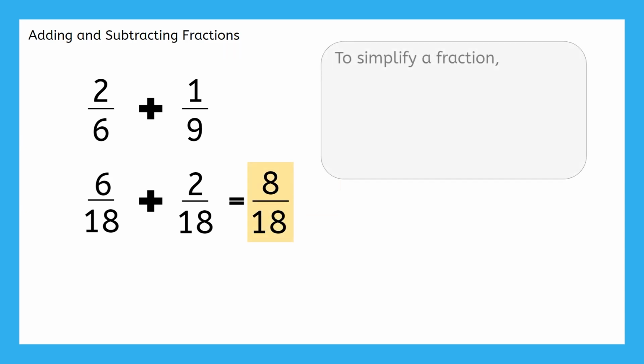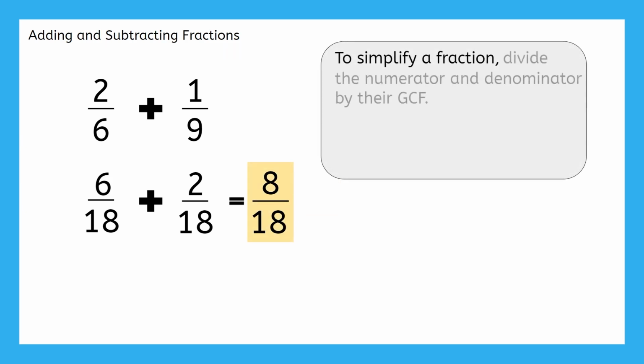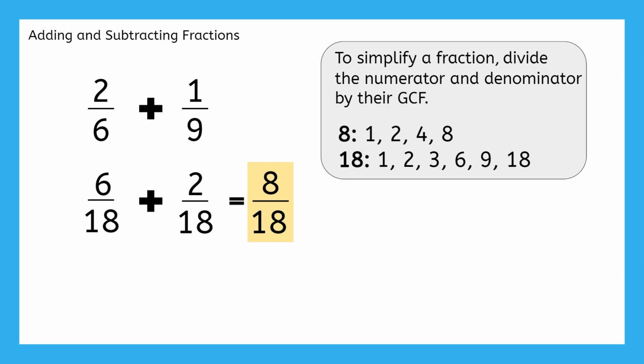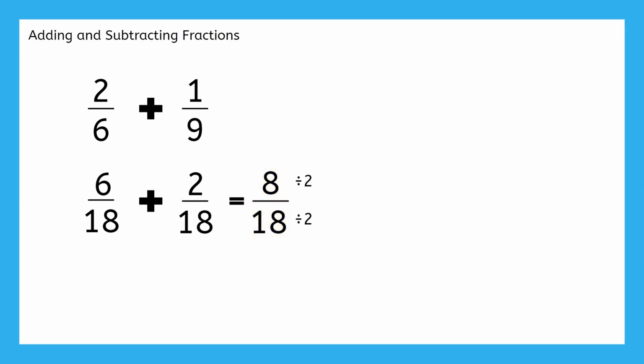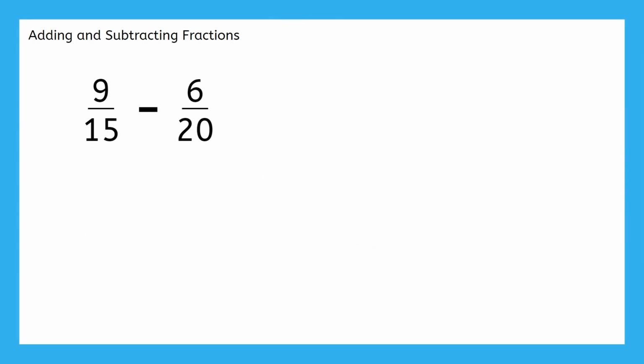Remember, to simplify a fraction, we divide the numerator and the denominator by their greatest common factor. Based on the factors of 8 and 18, their GCF is 2. So we'll divide the top and bottom of this fraction by 2 to get our answer in simplest form, 4/9. Now let's try some subtraction. Pause here and solve 9/15 minus 6/20.